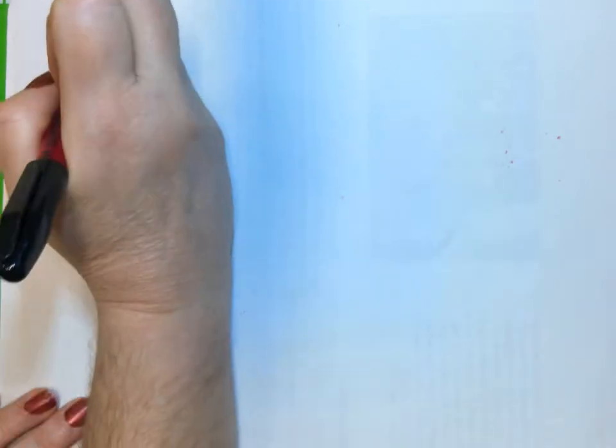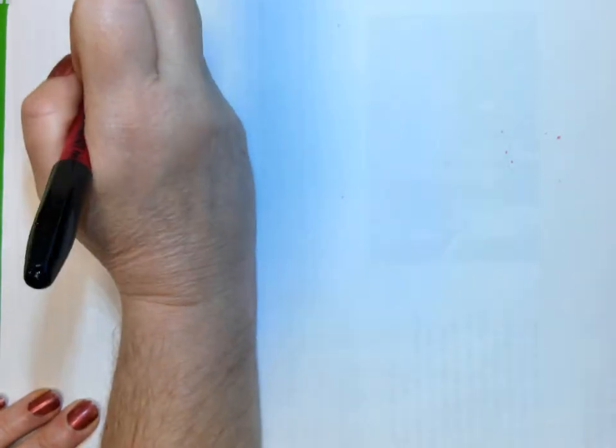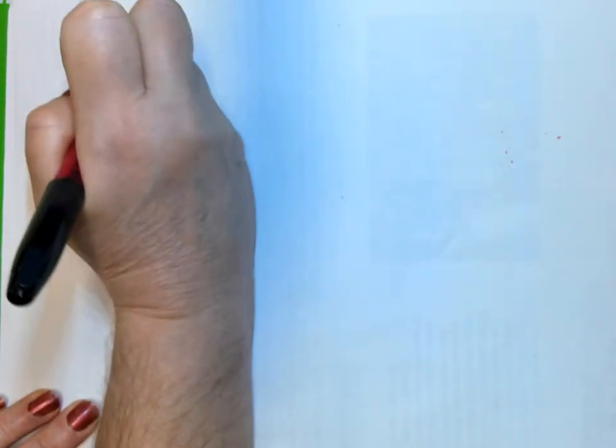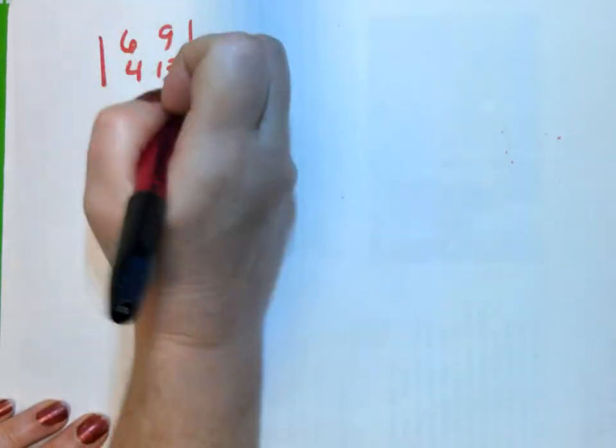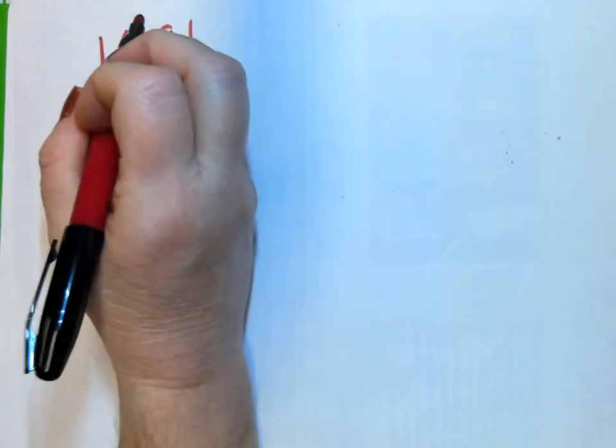It says, write a system and then solve it. Okay, well that's not as hard as it sounds. So writing a system just means write it as a, I'm going to use Cramer's rule if that's okay with you. I get 6, 9, 4, 13. I solve that. So that 6 times 13 is 78.